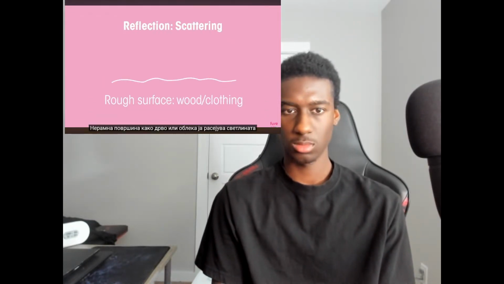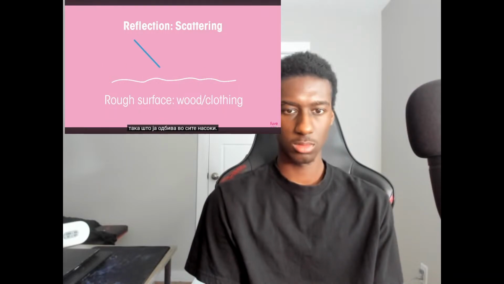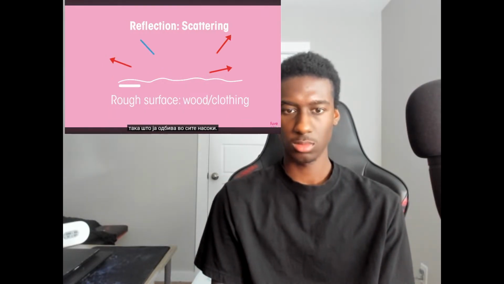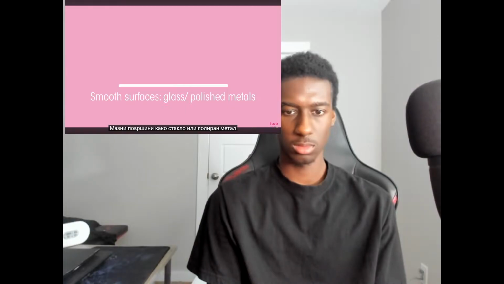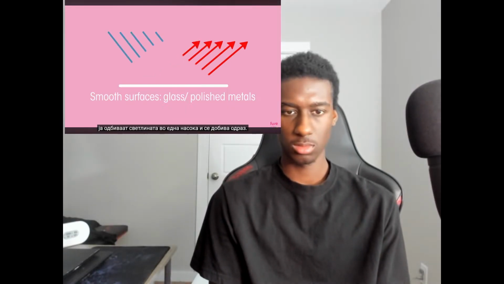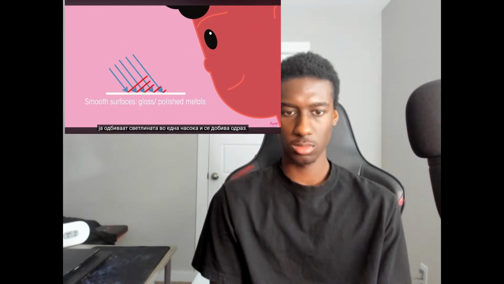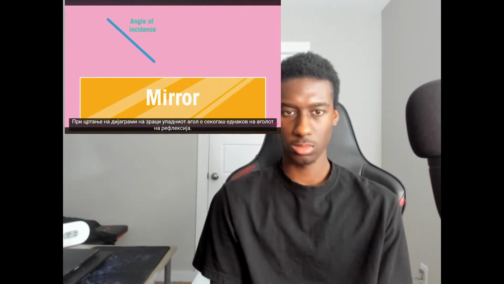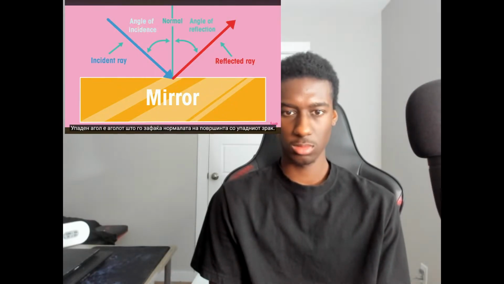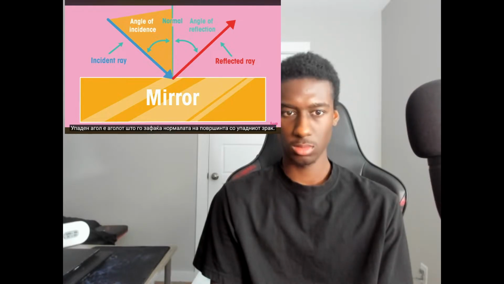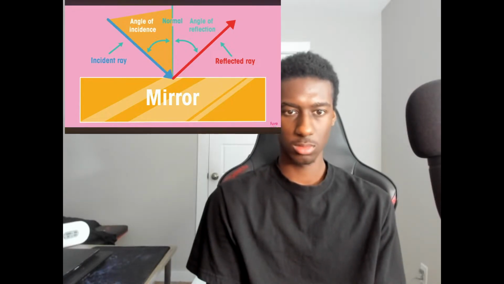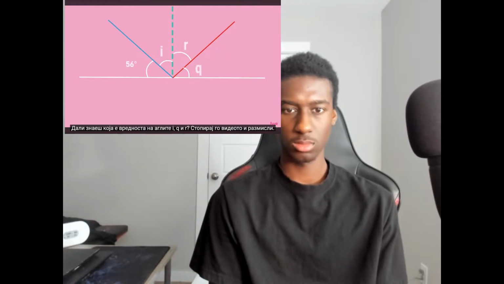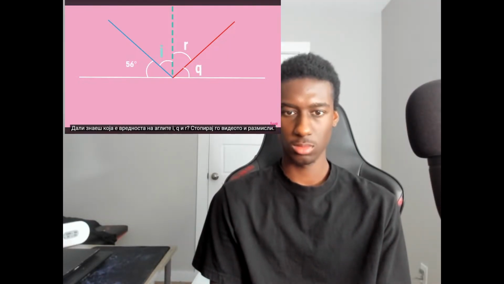A rough surface, like wood or clothing, scatters the light so that it reflects in all directions. Smooth surfaces, like glass or polished metal, reflect the light in a regular way, so a reflection can be seen. When drawing ray diagrams, the angle of incidence is always equal to the angle of reflection. The angle of incidence is the angle between the normal and the incoming incident ray. In this question, can you work out the size of angles I, Q, and R? Pause the video and work them out.